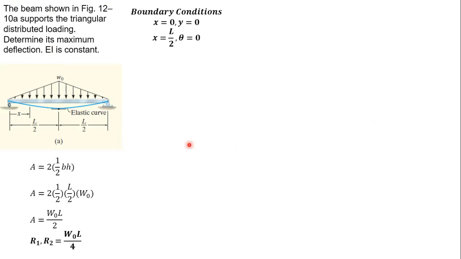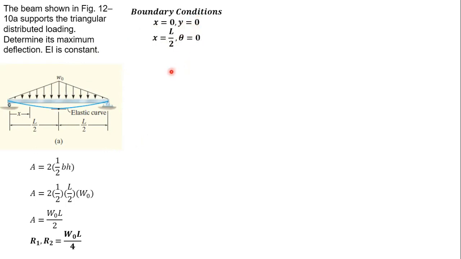So alam natin, ito yung first boundary condition natin. Observe natin, x equals 0, then y is equals to 0. Dito, yung boundary condition na gagamitin natin, when x is equals to 0, then y is equals to 0. So ano ibig sabihin nun? Kapag yung x natin is 0, dito sa point na to, sa roller support natin, alam naman natin na pagdating sa supports, ang deflection natin is 0.